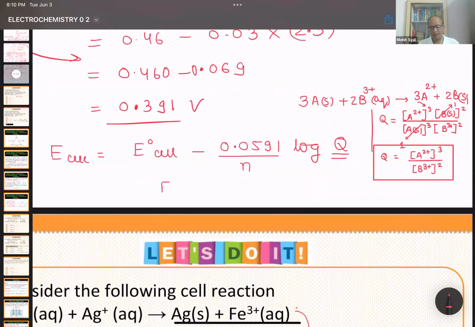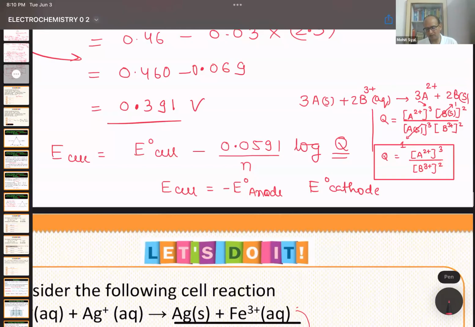in your test you have written the EMF of the cell equal to E naught anode plus E naught cathode. Okay, this is also one of the formulas, but I prefer not to use this formula, because as per the IUPAC convention, the reduction potentials are taken. So you should write E cathode minus E anode. Got it? And both should be standard reduction potentials. I have marked it in your copy also. So I hope that you will do it. This is the reaction quotient, and you will write it.